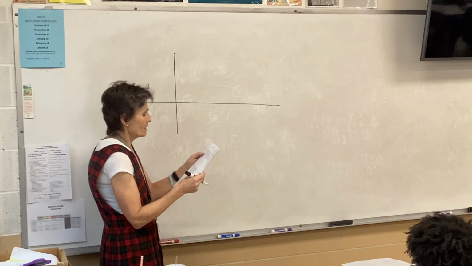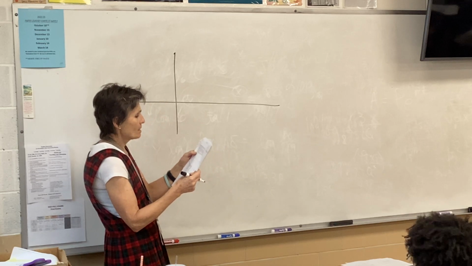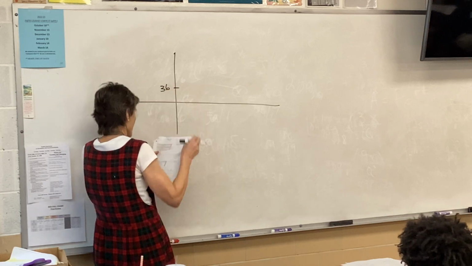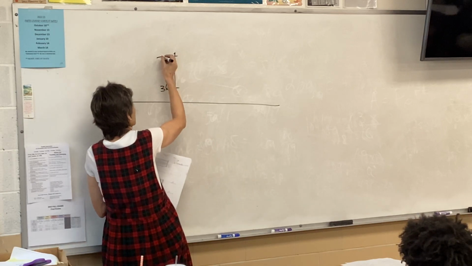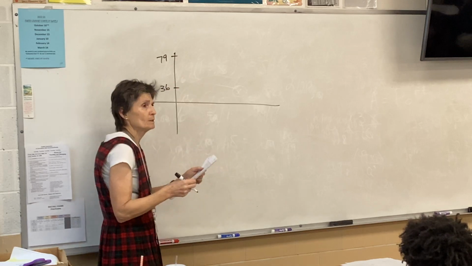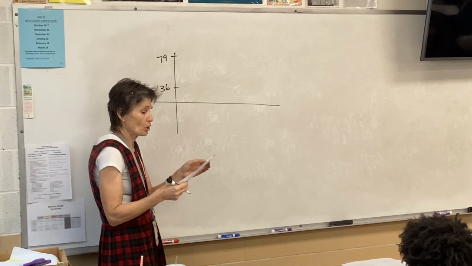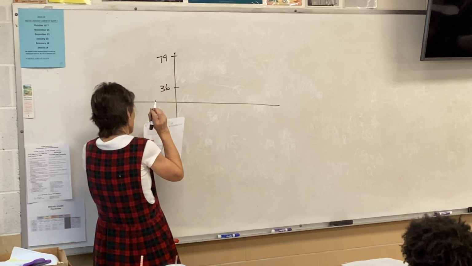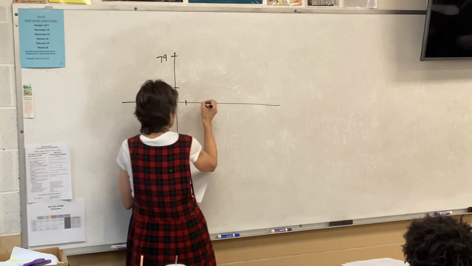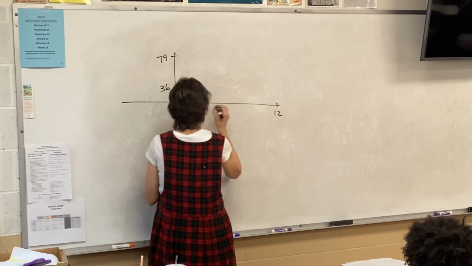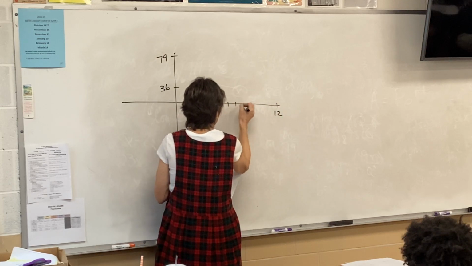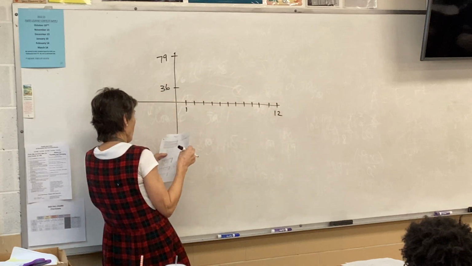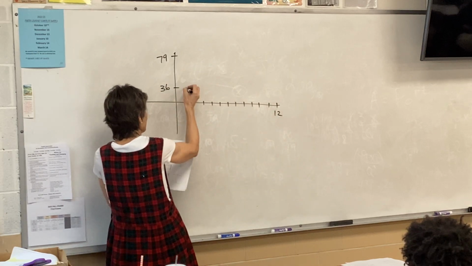Now, it says in here, 36 is the minimum value, and 79 is the maximum value. All right, I could probably have gotten that from the chart, but it says that right there for me. So, I'm going to plot some points. I'm going 1 through 12. All right, so here we go. At 1, so month 1, I'm at 36.